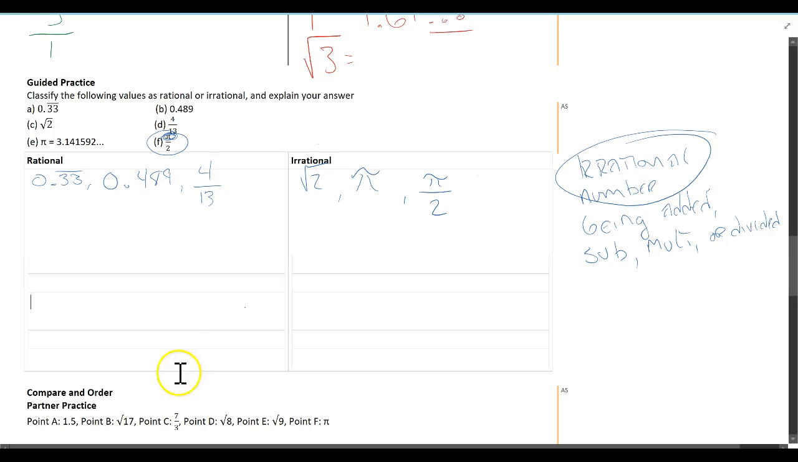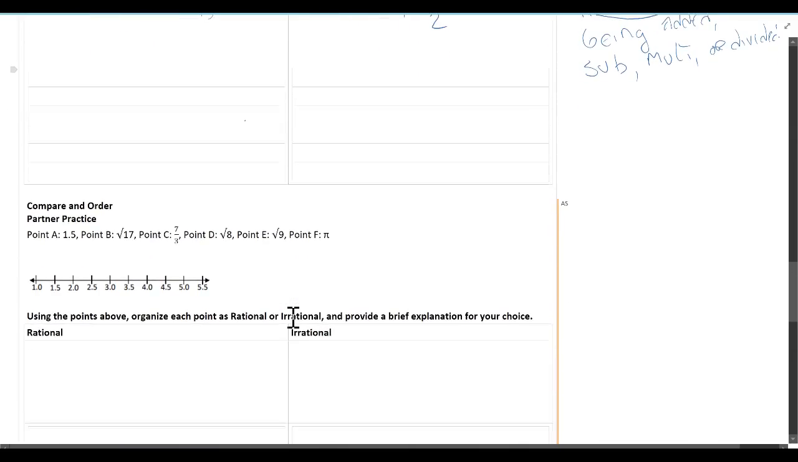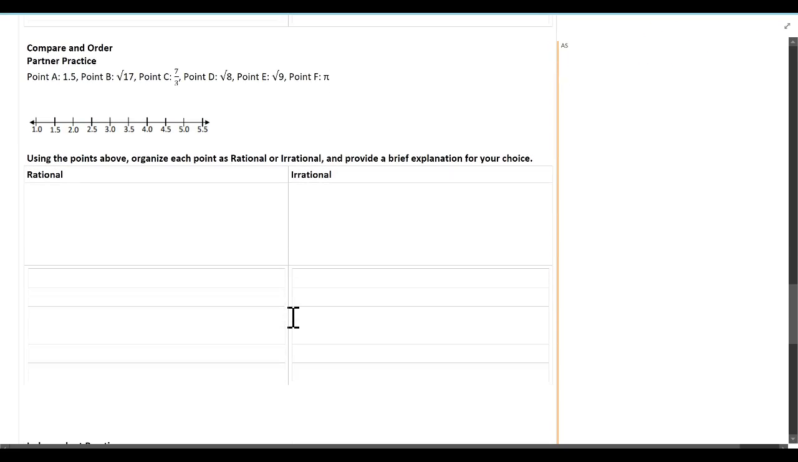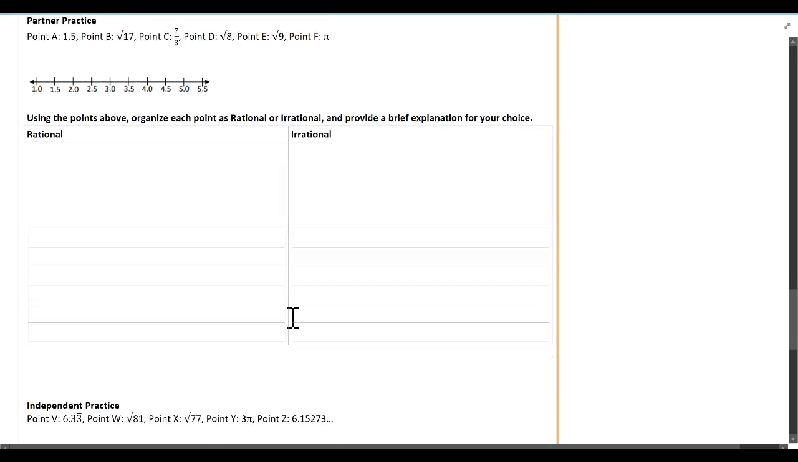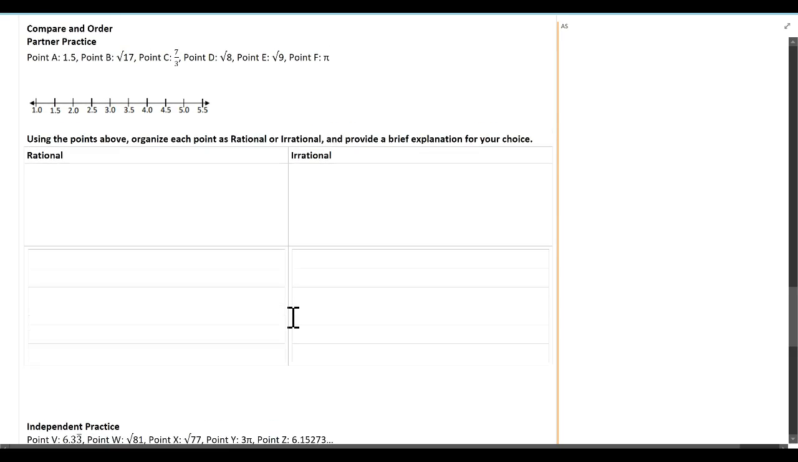So what you're going to do now is pause your video. You're going to come down to compare and order on your partner practice. Wish you best of luck with that. If you do have any questions, please feel free to raise your hand. And again, all you are doing here is saying, well, point A is 1.5. Well, point A is right here, and I come up here and make sure to label it. If you do not label it, you'll probably get confused.